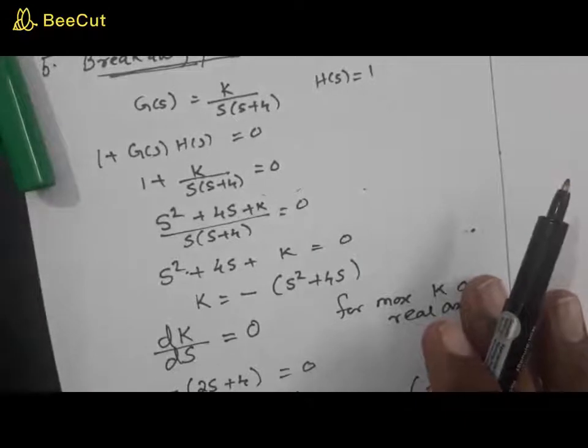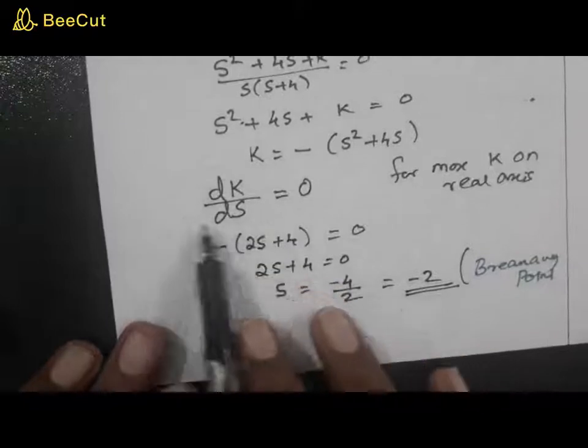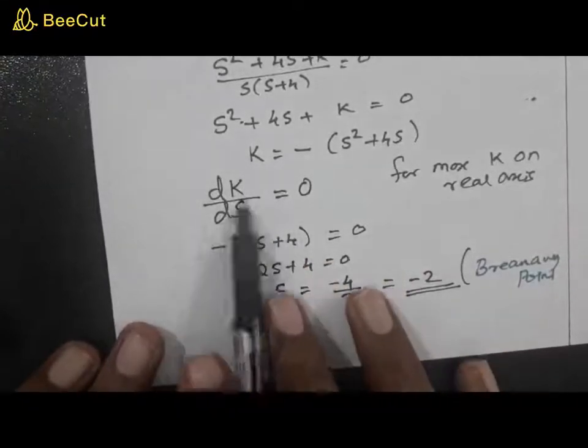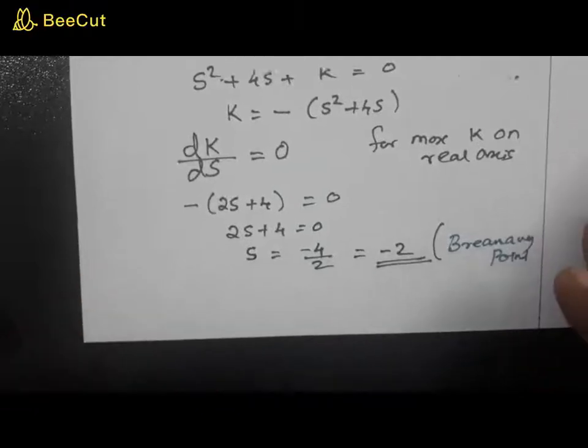So from the characteristic equation, obtain k and find out the condition for the maximum k by differentiating it and equating to 0. You will get the breakaway point, s is equal to minus 2.